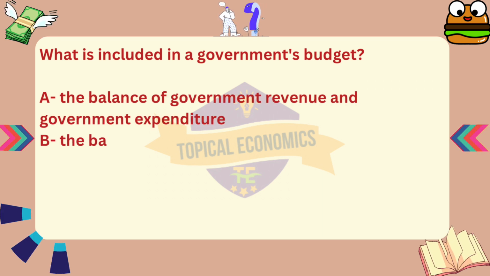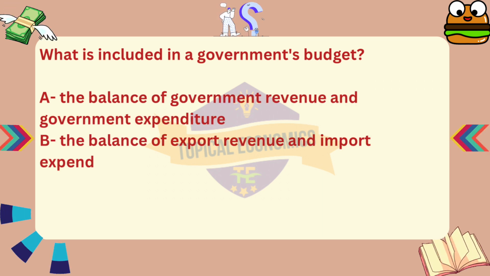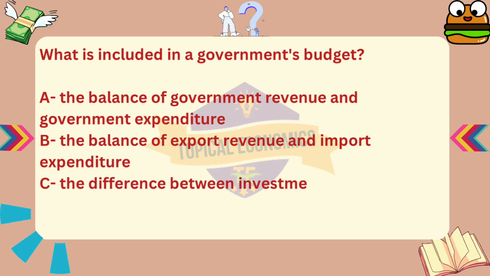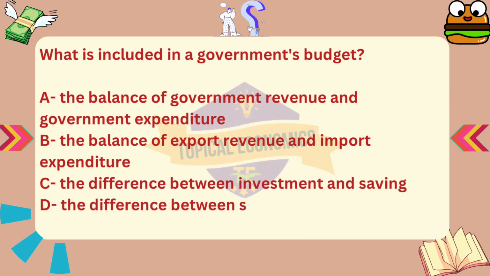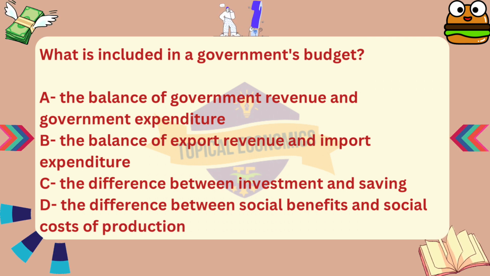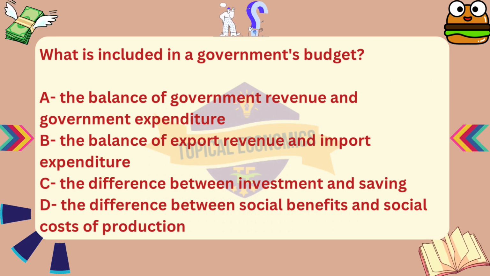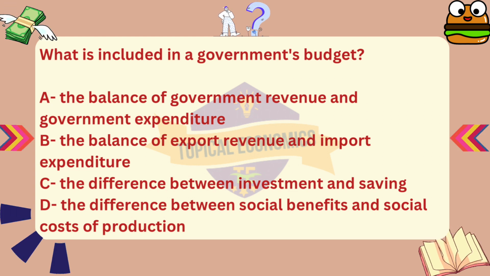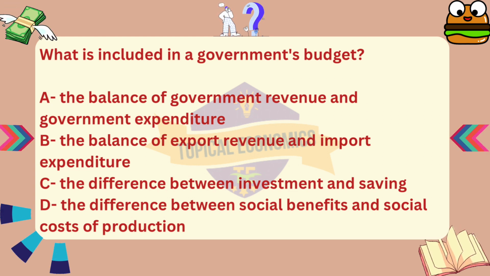A. The balance of government revenue and government expenditure. B. The balance of export revenue and import expenditure. C. The difference between investment and saving. D. The difference between social benefits and social costs of production. Reference: 2021 February-March version 2.